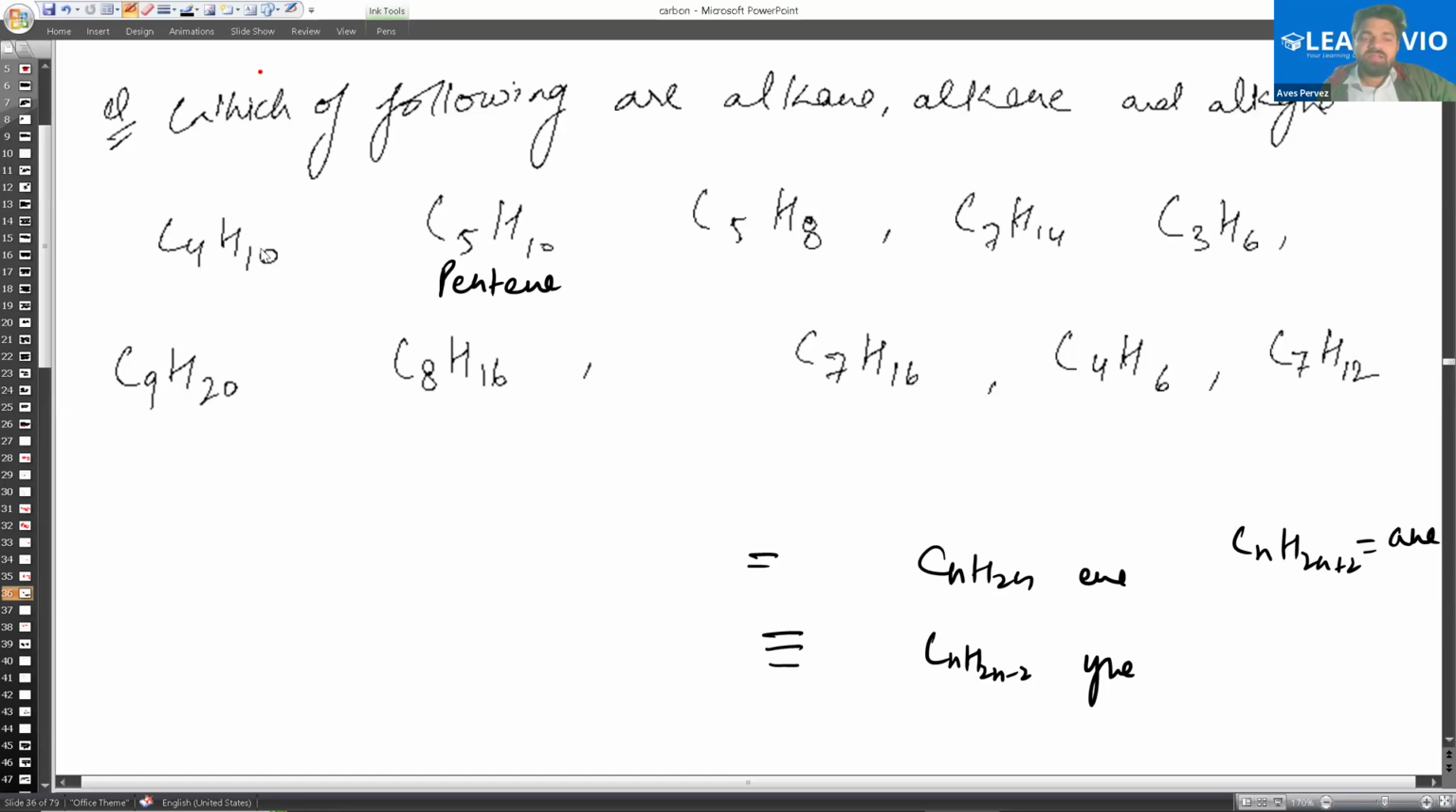Butane. It's greater than double, na? Yes, sir. The third one is pentane? No, it is pentyne, not pentene. Double of 5 is 10. It is less than 10, so it will be pentyne.